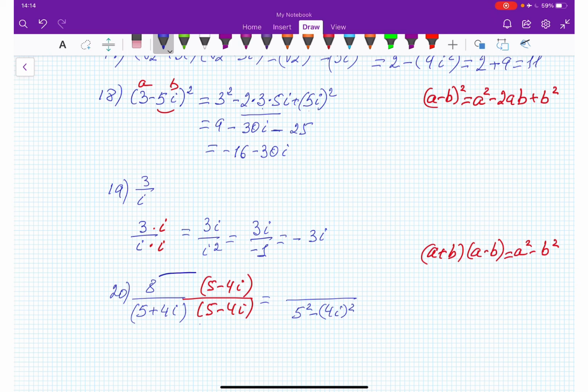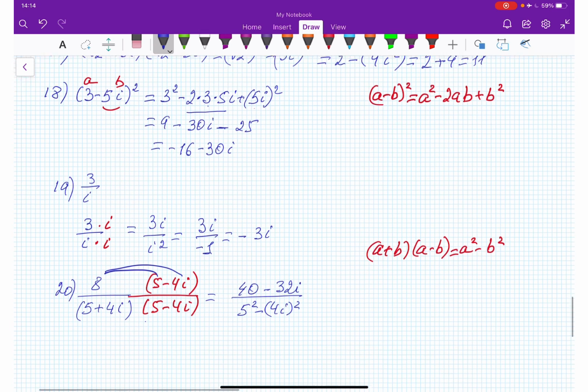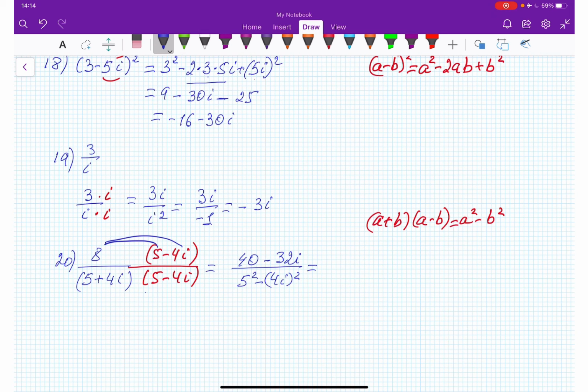In numerator, let's distribute. It's going to be 8 times 5 is 40, minus 8 times 4i, it's going to be negative 32i. Now let's work out denominator. It's going to be 5 squared is 25. Now minus 4 squared is 16. i squared is negative 1, which means it's going to be positive 16, right? With this negative 1 will be positive.